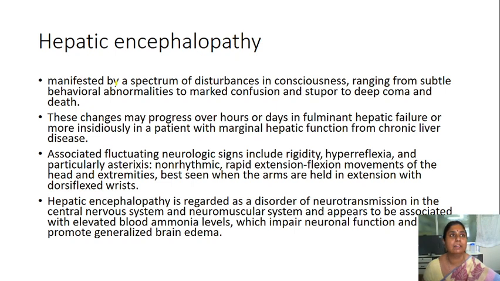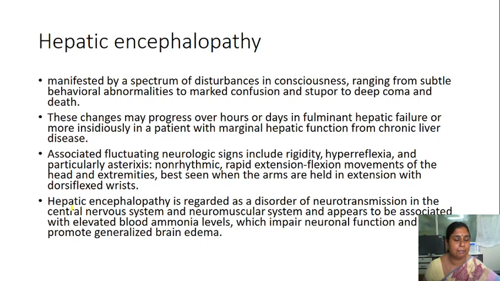It is manifested by disturbance in consciousness. It could be just that the patient is confused. He can be in a stupor. He can just have a small difference, like his sleep patterns are changed, or it can go into a deep coma. Okay, and these will progress over hours or days into fulminant hepatic failure, and then usually it is associated with fluctuating neurological symptoms, and you have hyperreflexia and asterixis. I think the clinical classes would help you learn what all these neurological symptoms are.